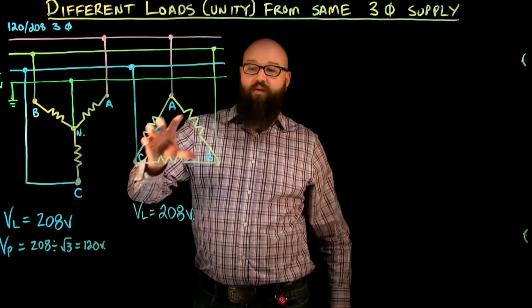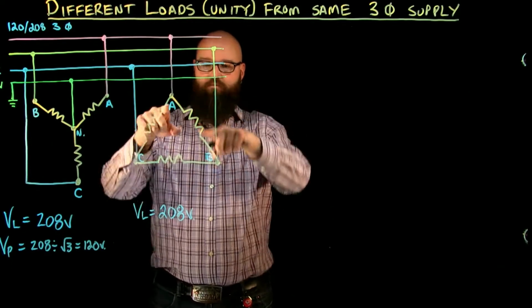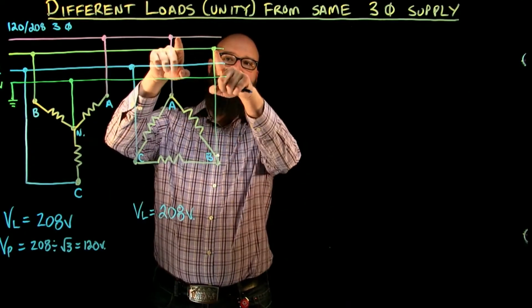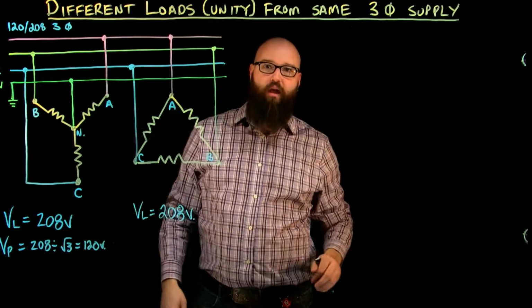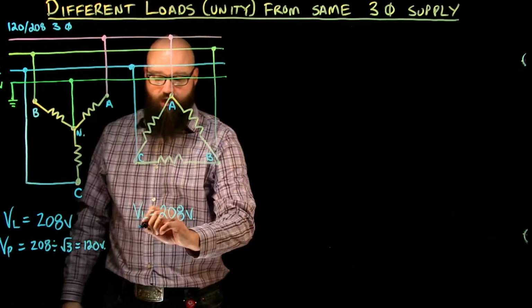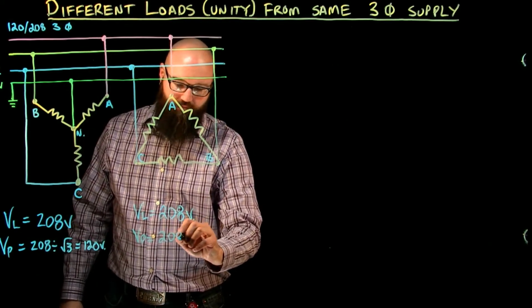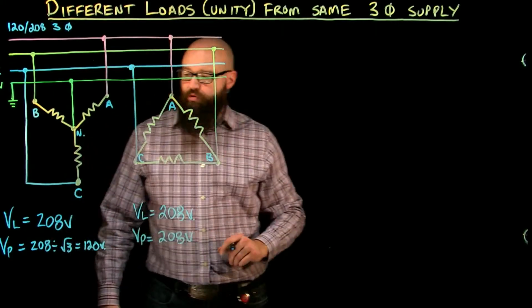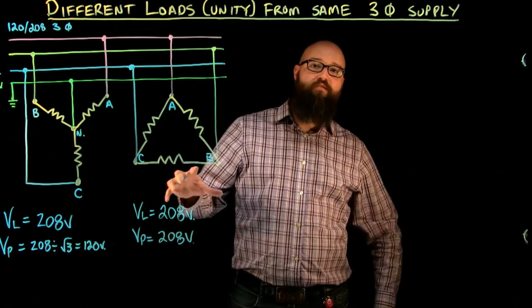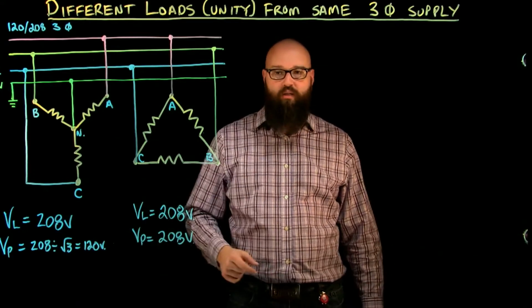Now, when we talk about our delta load, if we look at our phase, well, A to B is actually connected across line A and line B. So realistically, our phase voltage is the same as our line voltage. So voltage of the phase here, 208 volts. So we can already see, as mentioned in previous videos, that our phase voltage on our delta system is root 3 larger than it is in our Y system.